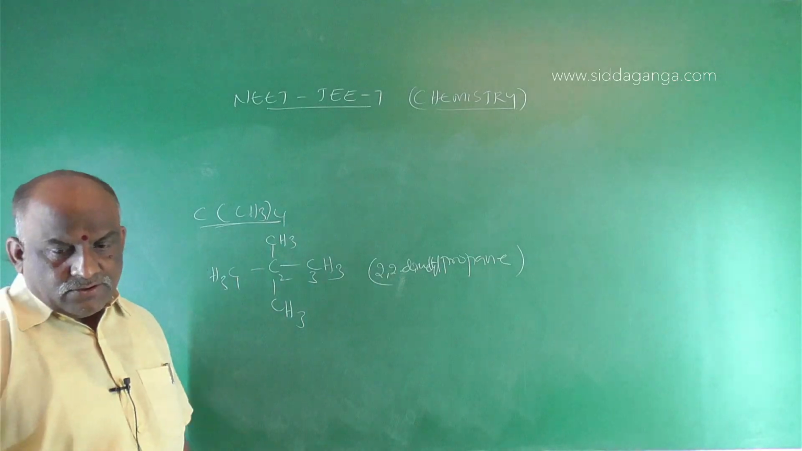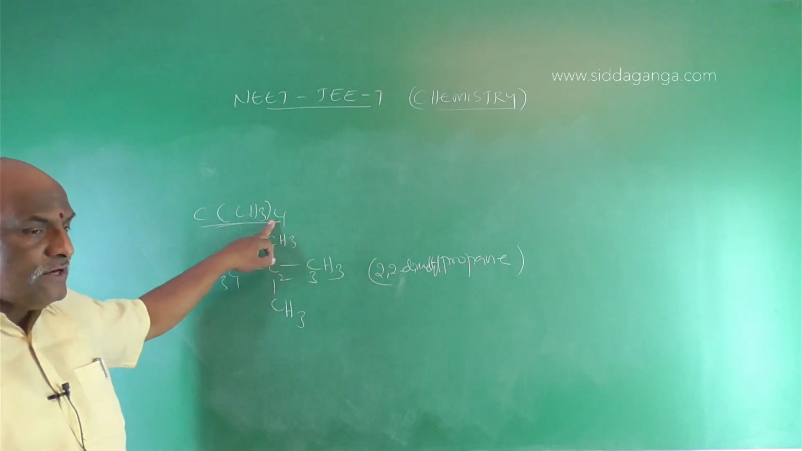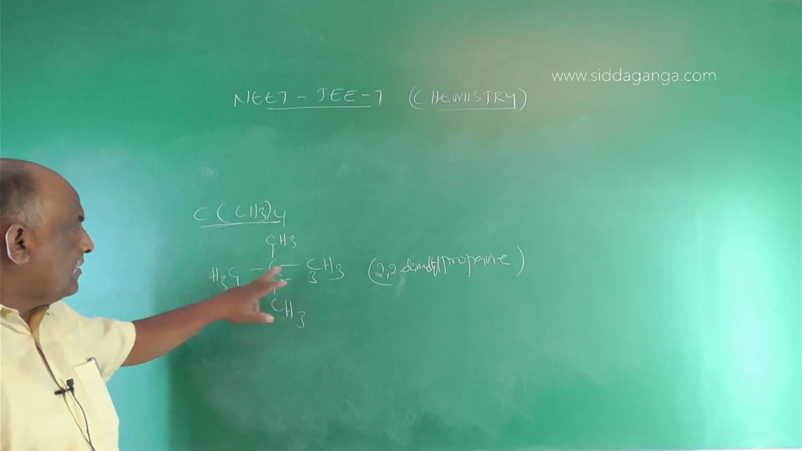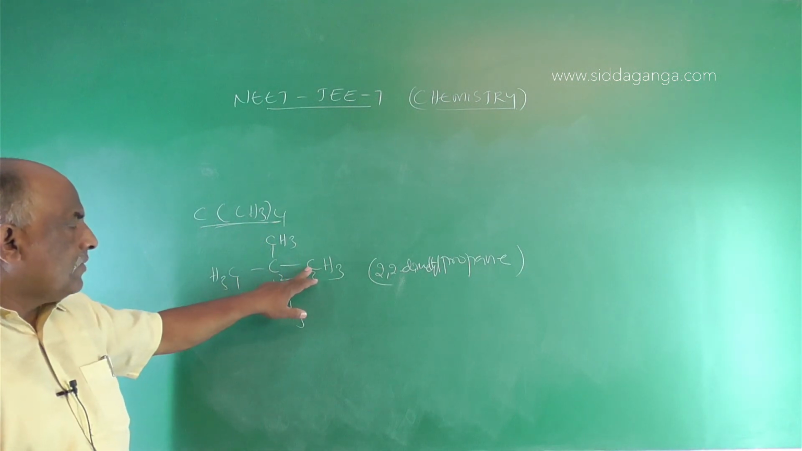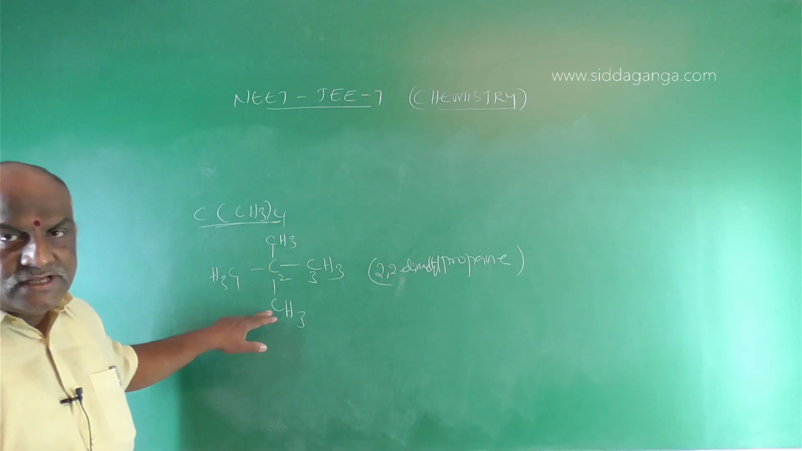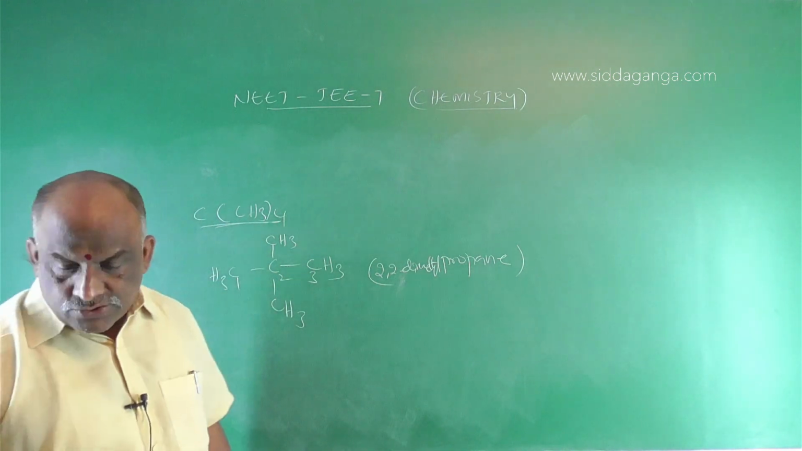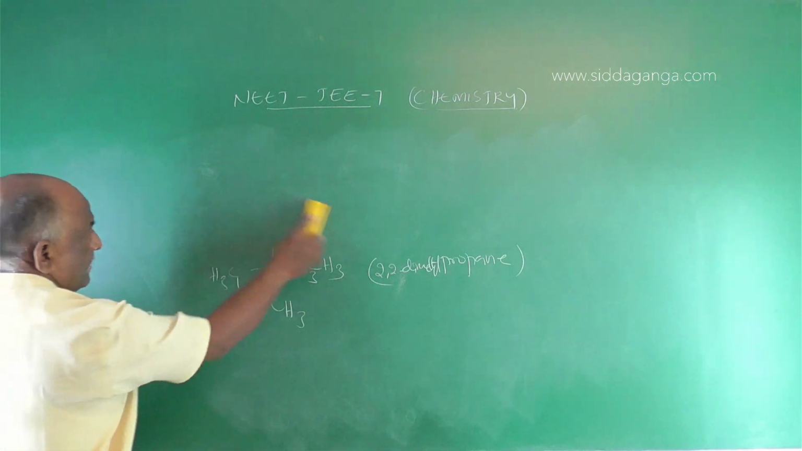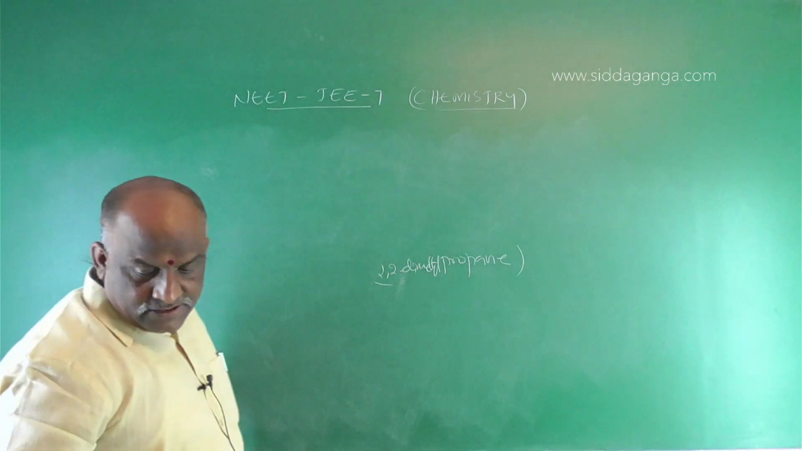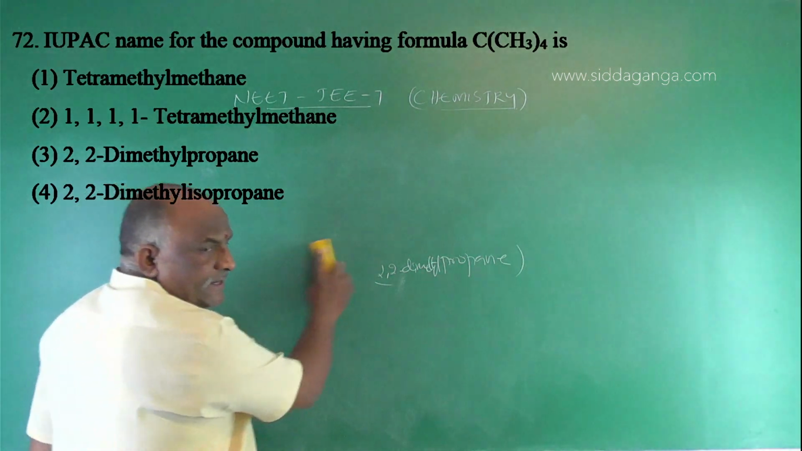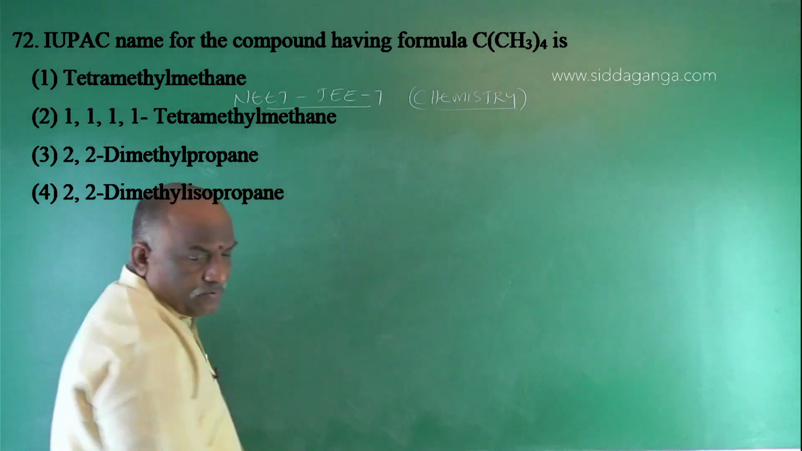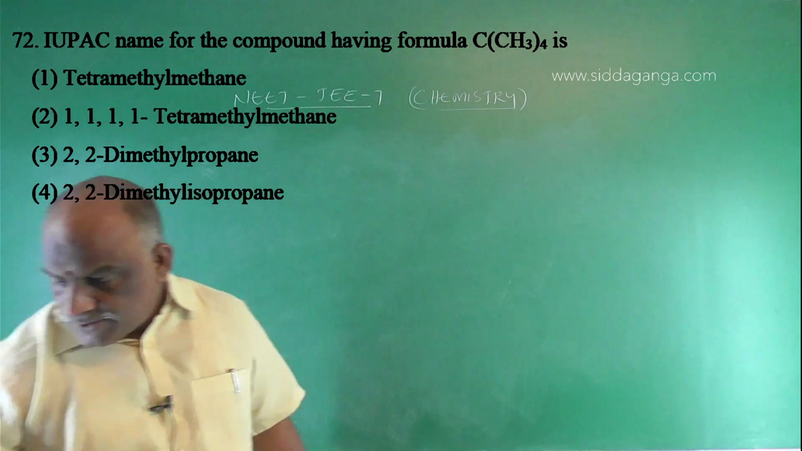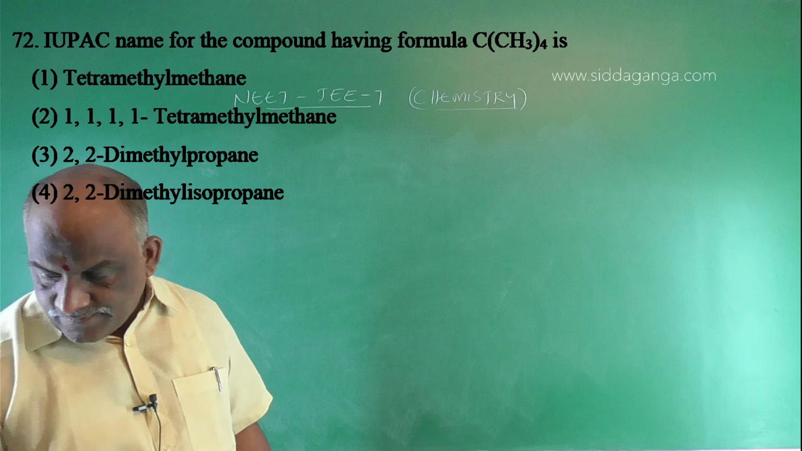Go through that formula C(CH3)4. You can expand that and give the numbering. Three-carbon chain is propane. The second carbon is having methyl groups. So it is 2,2-dimethyl propane. 2,2-dimethyl propane is right for this question. The second option is right for that one. Option 2 is right. And next.